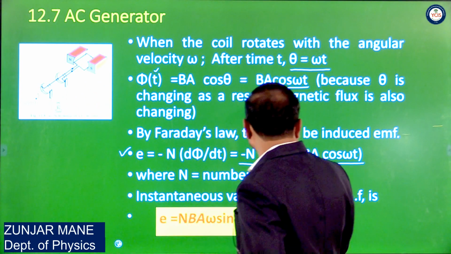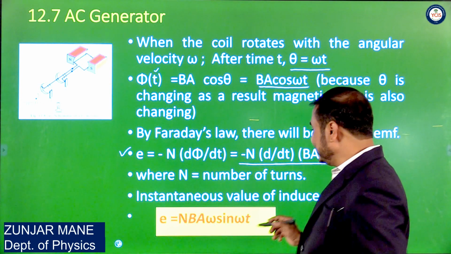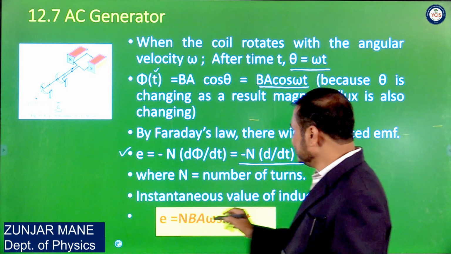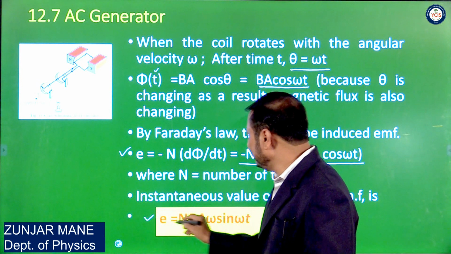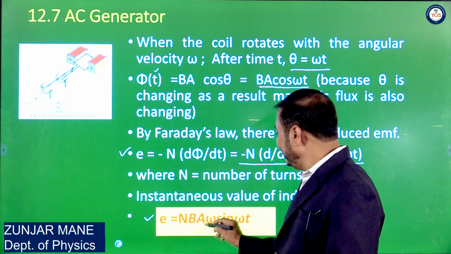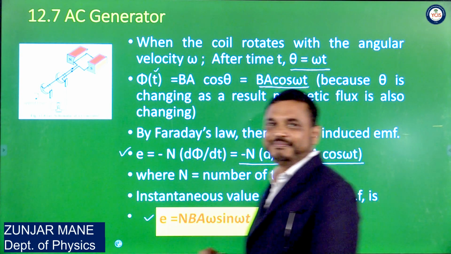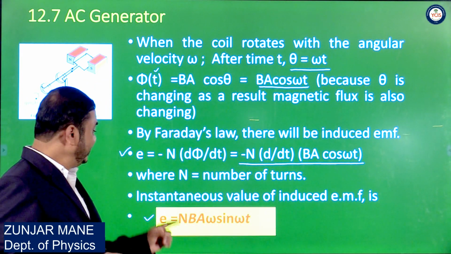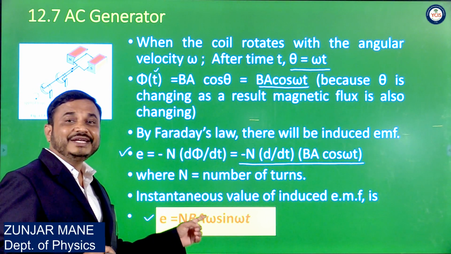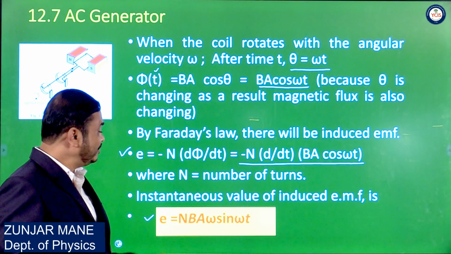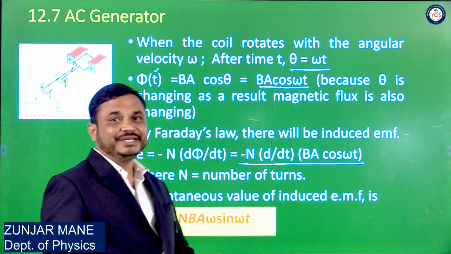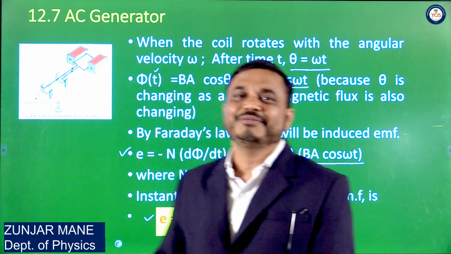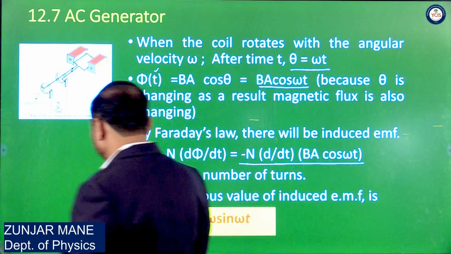Now the derivative of BA cos omega t is BA sin omega t into omega. So we have E equal to nBA omega sin omega t, where n is the number of turns of the coil, B the induction of the magnetic field, A the area of the coil, omega the angular frequency of rotation of the coil, into sin omega t. Therefore the induced EMF in the AC generator is not constant but varies as a sine function.